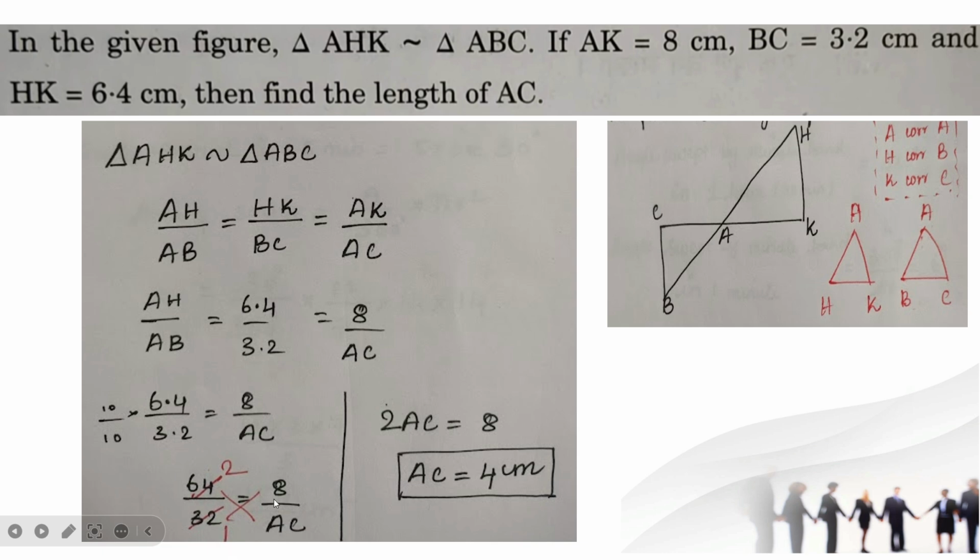So 2 by 1 equal to A by 8 by AC. So cross multiplying 2AC equal to 8, then AC equal to 8 by 2, which is 4 centimeter. Why centimeter? In the sense here they given centimeter, centimeter, centimeter. So you also write as centimeter. See, such a simple question. As they given it is similar, we can easily write this and find the answer.